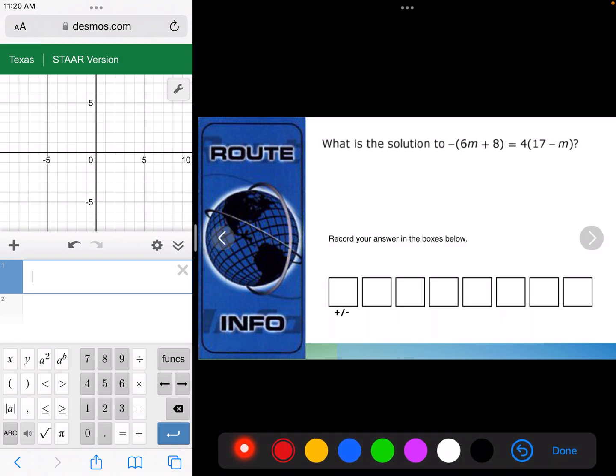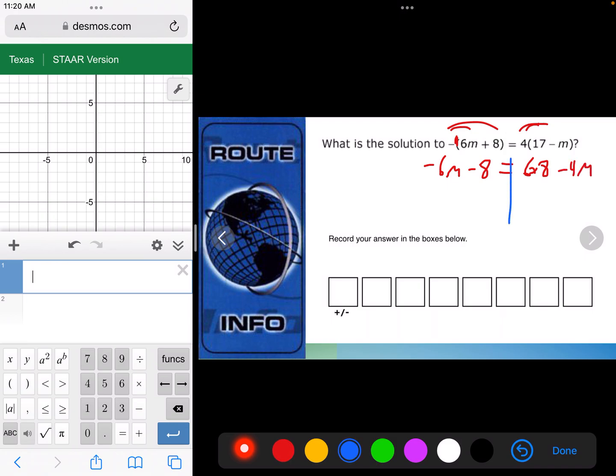let's actually solve this. So first thing is we've got to get rid of parentheses. In front of the first set of parentheses there's an invisible 1, it's a negative 1. When you multiply that you get negative 6m minus 8. On the other side, we're going to distribute that 4. 4 times 17 is 68. 4 times negative m is negative 4m.